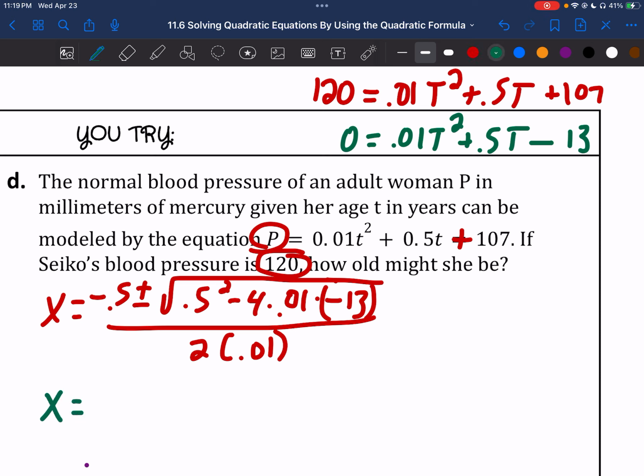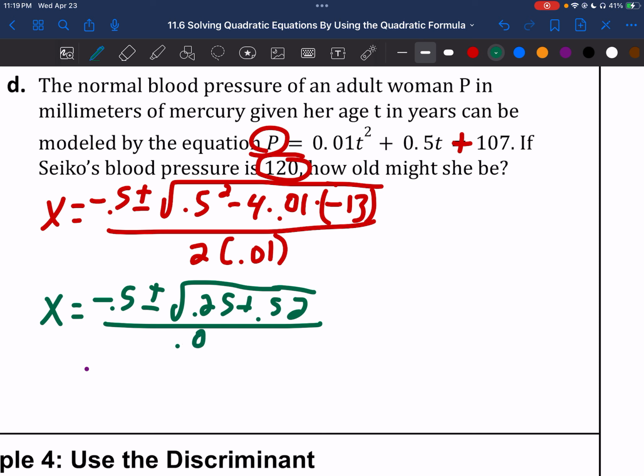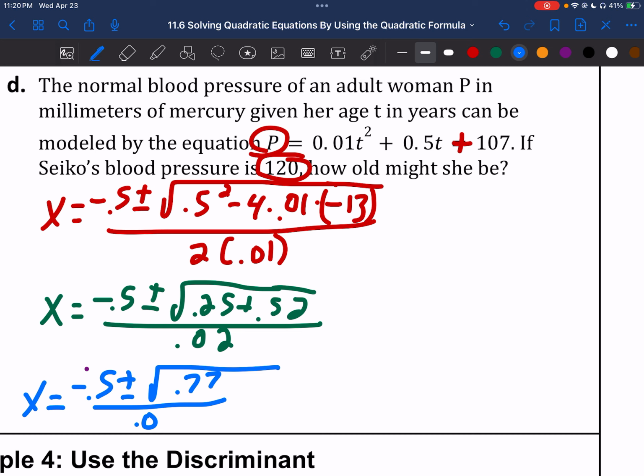So when we fix this, we get x is equal to negative 0.5 plus or minus the square root of 0.25 plus 0.52, and this is all over 0.02. Combine it, we've got negative 0.5 plus or minus the square root of 0.77 over 0.02. And we split this now.